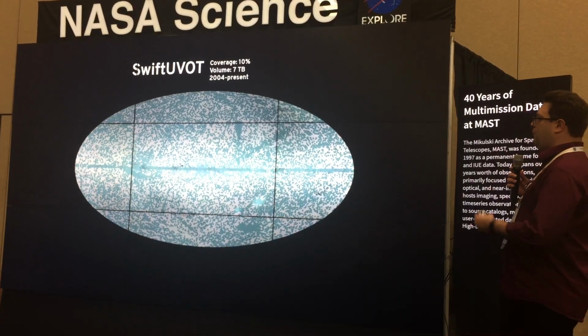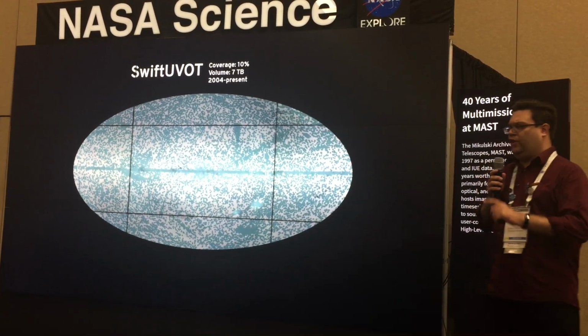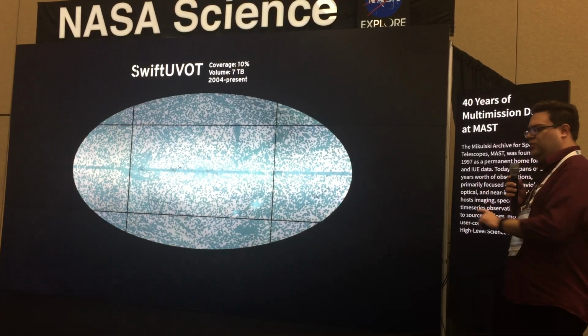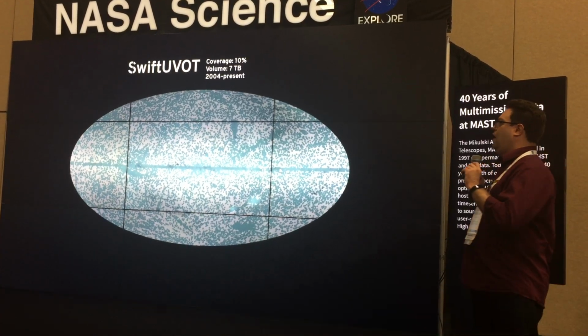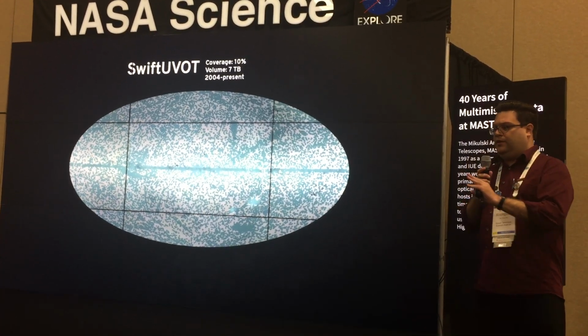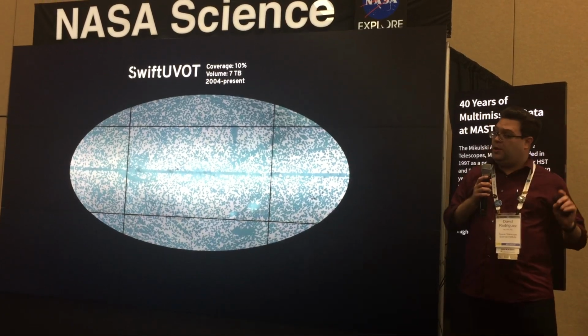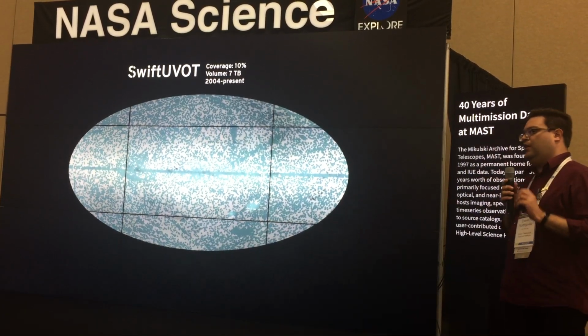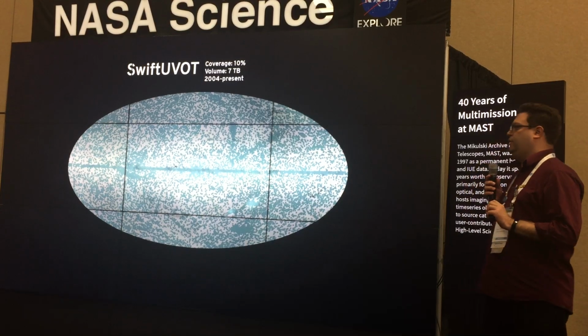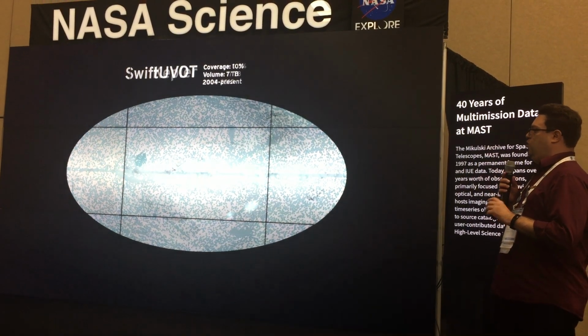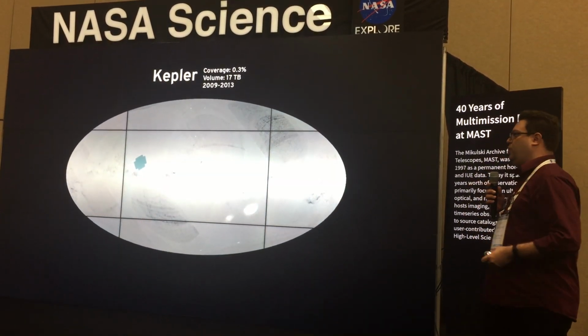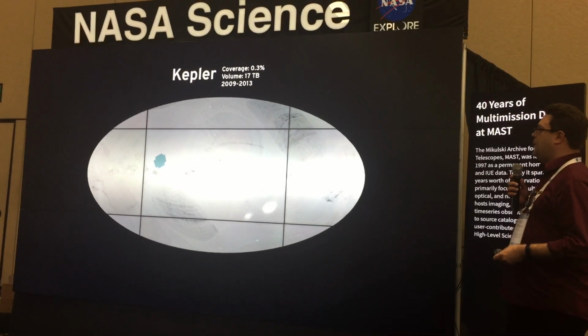SWIFT is an interesting observatory. So the SWIFT observatory actually observes gamma rays, X-rays, and ultraviolet and optical. The majority of the data is at HEASARC, but MAST holds a copy of the ultraviolet and optical data. So you're able to find this data as you are exploring our archives as well.